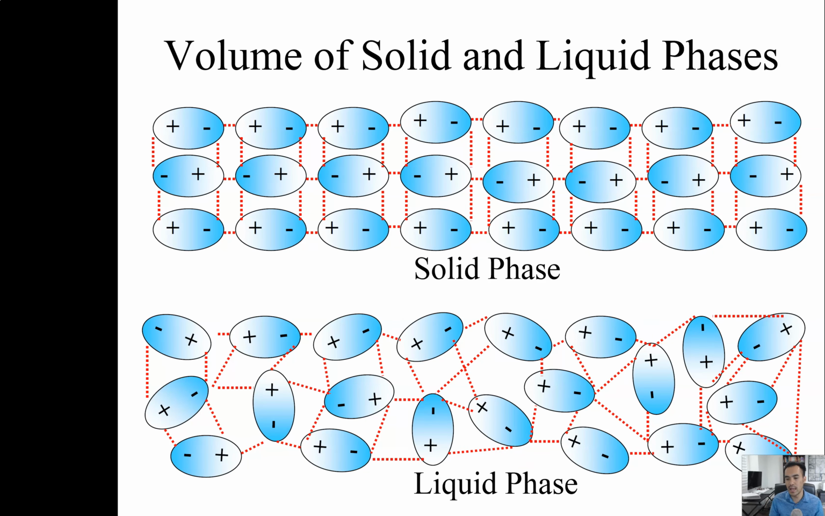So let's take a look at an example here with the solid and the liquid phase. In the solid phase, you can see that the molecules are tightly arranged, and the charges are really nicely placed. In a liquid phase, there's a little more random motion. They're not staying in place. They're all over the place. So the solid phase and the liquid phase are behaving differently depending on the charges.